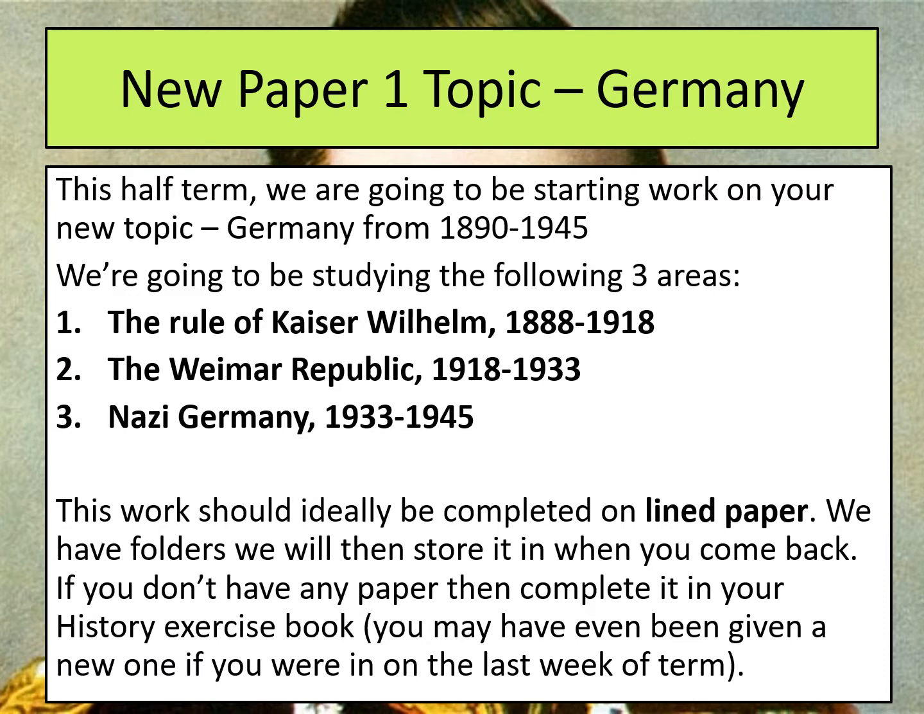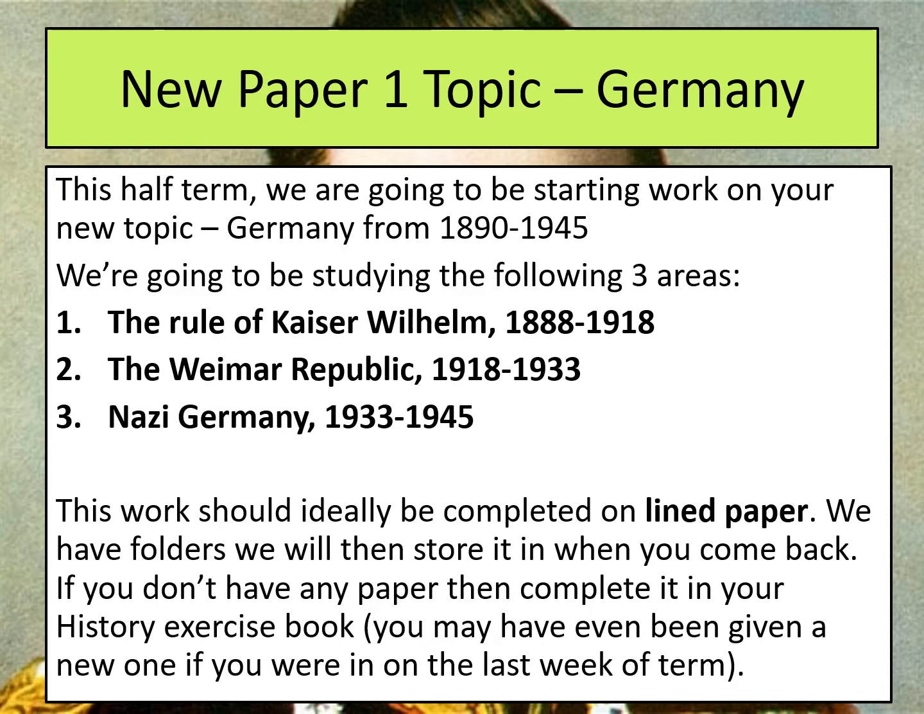We're going to look at what it was like under Kaiser Wilhelm II. We're going to see things like what he did to cause World War One. Then we're going to look at something called the Weimar Republic, once they got rid of the Kaiser and they set up this new democracy. And then lastly, when we're in year 10, we're going to be studying Nazi Germany between 1933 and 1945.